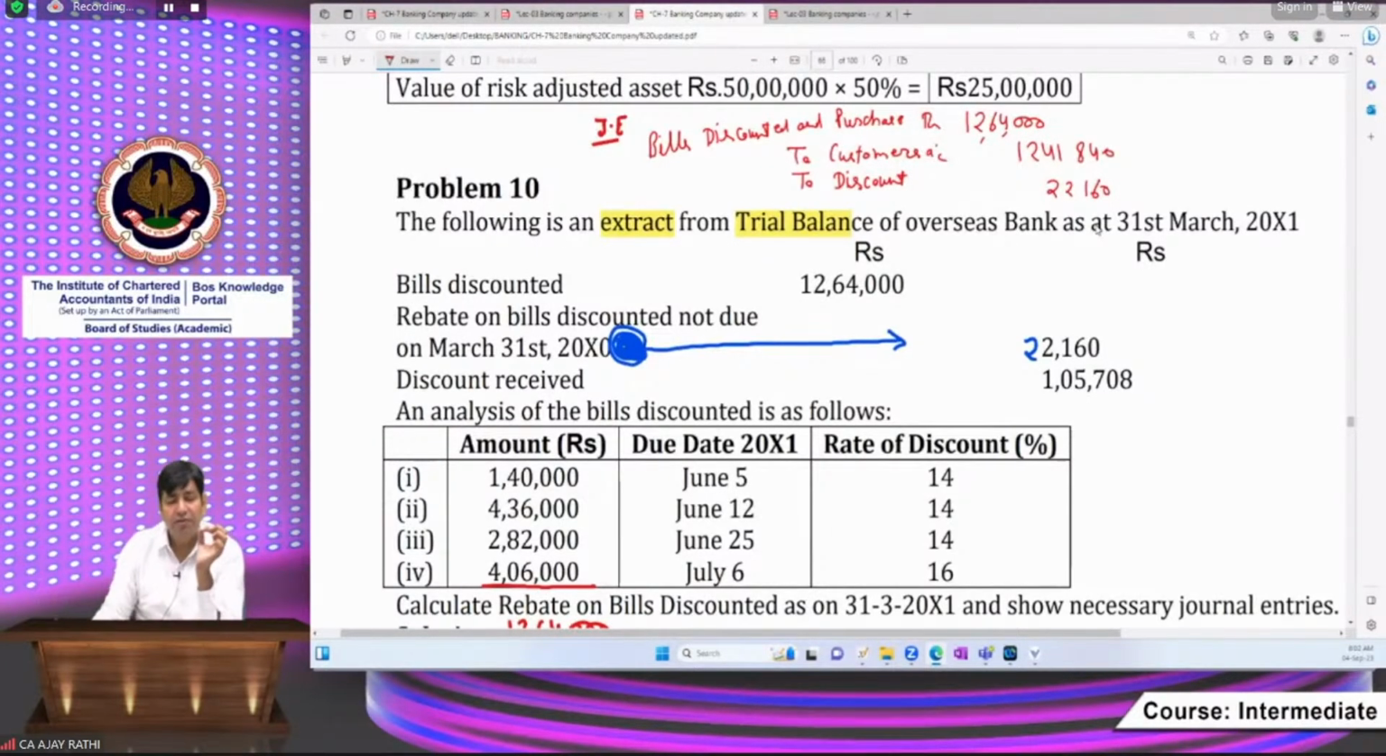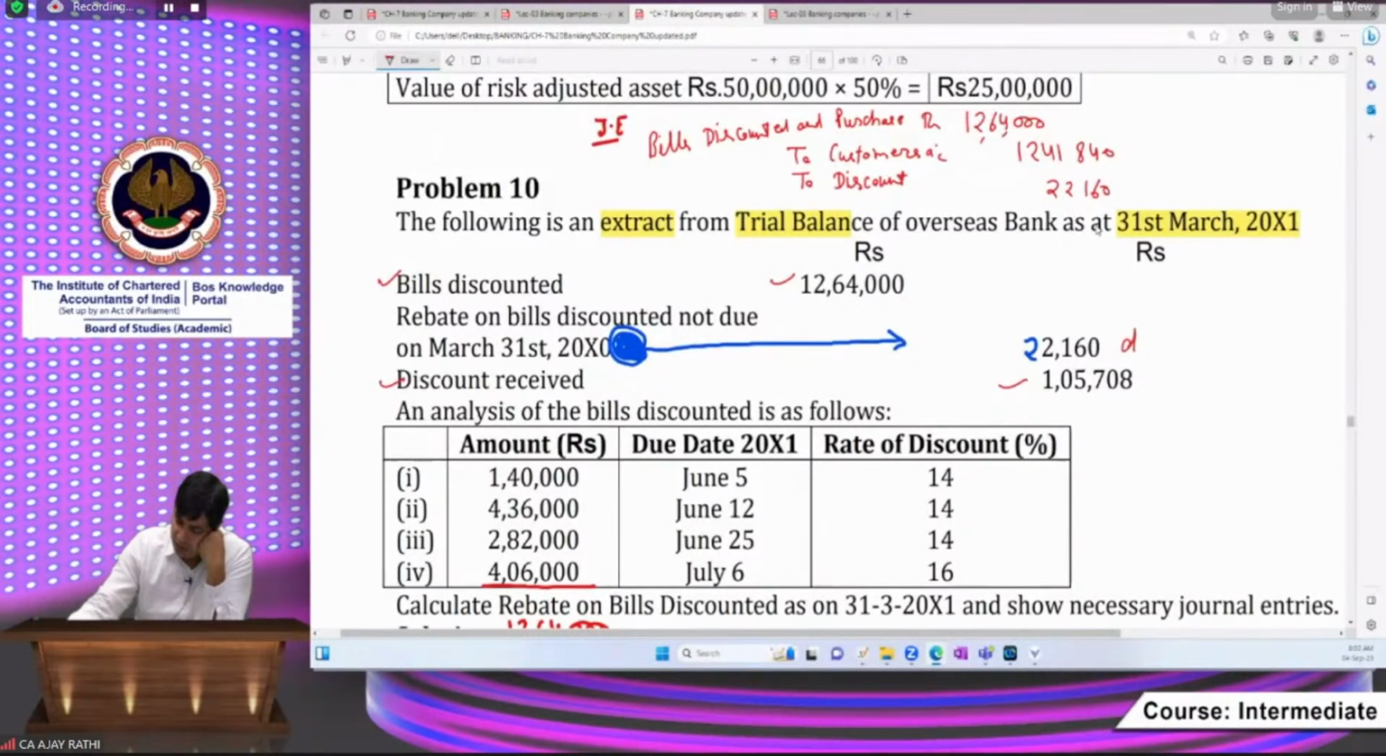12,41,840. This is the amount. This is the balance sheet figure. So such an entry has been done in the trial balance. Okay, beta, we have been provided this trial balance and also this balance of discount received. Very good, everyone who is answering. Now the question has given one more thing. Remember, this trial balance belongs to 31st March 2001. The question has given us the opening rebate.